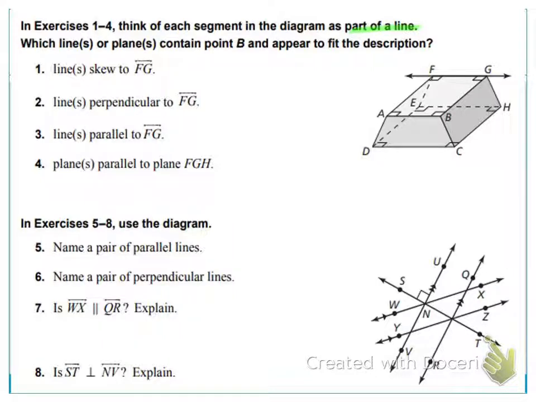As part of a line. So remember that when we name a line, we have a line with arrows and we name 2 points. This second thing I want to point out, it says which lines or planes contain point B. Let's go ahead and highlight contain point B.